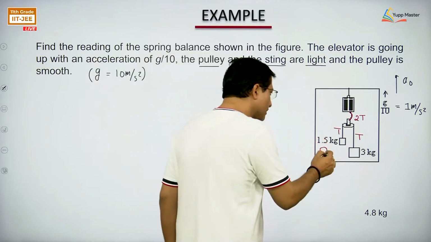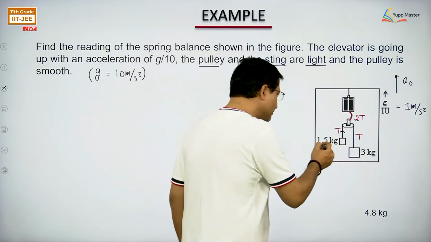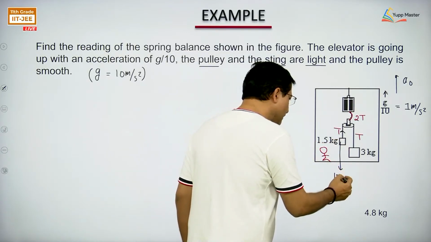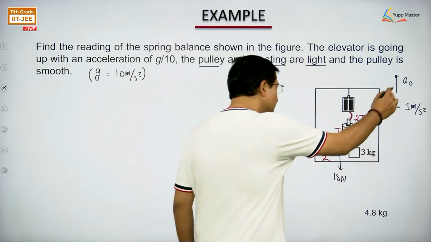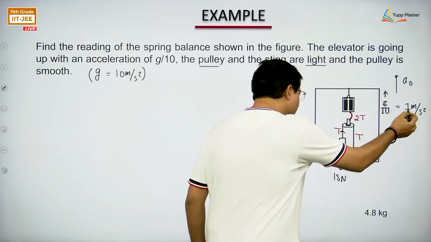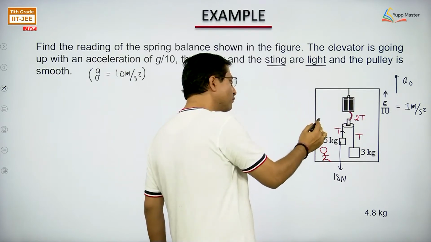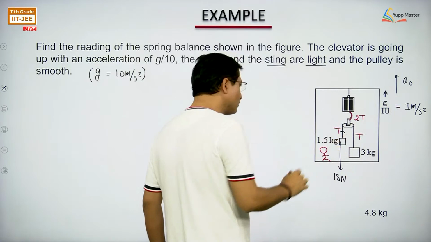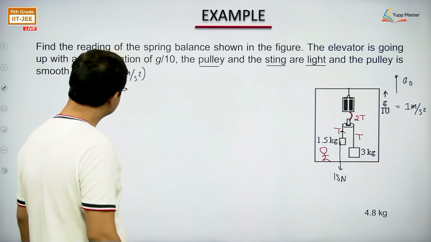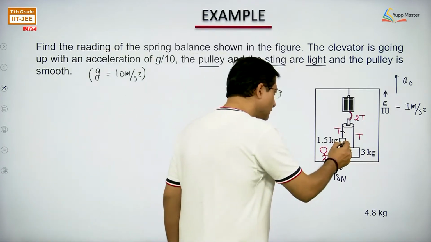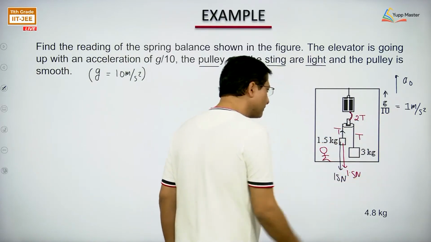So this observer observes that on this block, tension acts upward, and mg is 15 Newton, and then ma in the opposite direction. a is 1, mass is 1.5. The lift is going up, the person is going up with acceleration 1, so he will add a pseudo force in the downward direction. Pseudo force is mass into acceleration, 1.5 Newton.